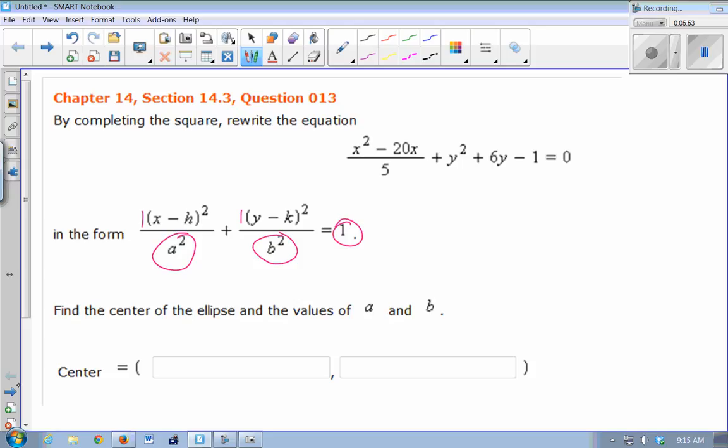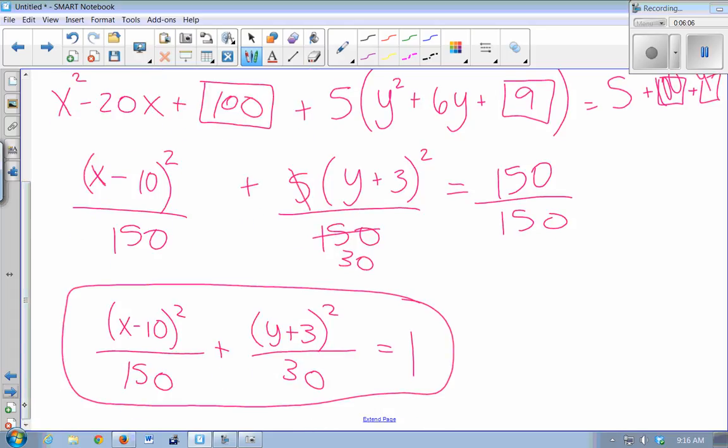But what they asked me for were the a and the b. Find the center of the ellipse, and the values of a and b. Okay, so my center is going to be at (10, negative 3). You get that from these numbers here, 10, and negative 3.